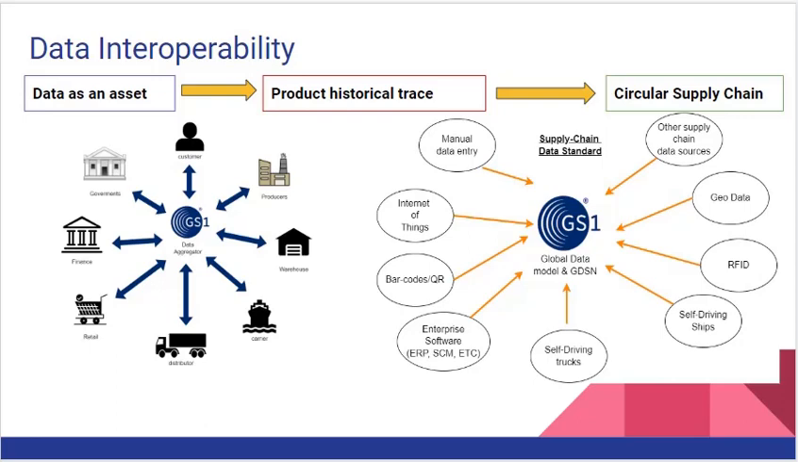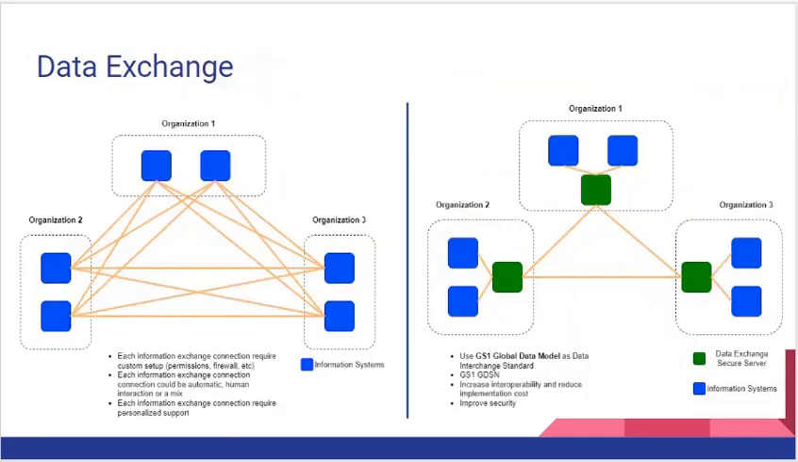The GS1 standards could lead the sector innovation by enabling data integration from different sources, from ERP systems to self-driving trucks and more. With the data interoperability in place, it is possible to get the product historical trace. This data ecosystem helps to increase the trust in a circular supply chain by keeping the complete historical product path of every product or waste.